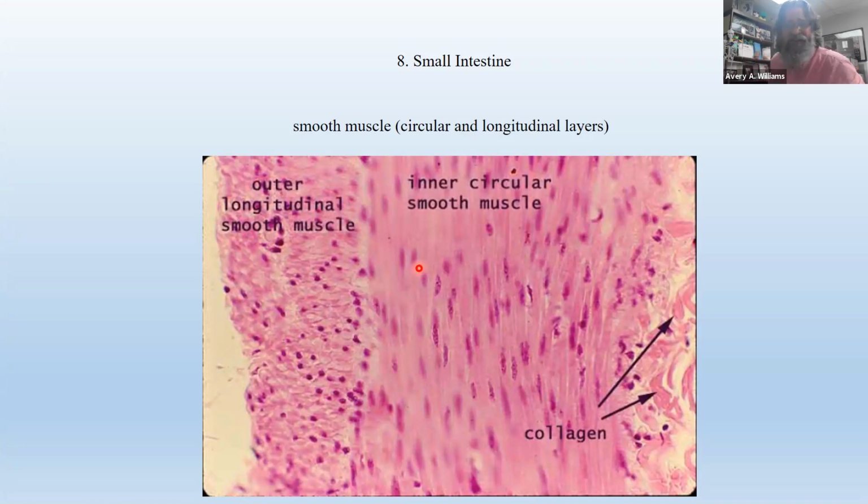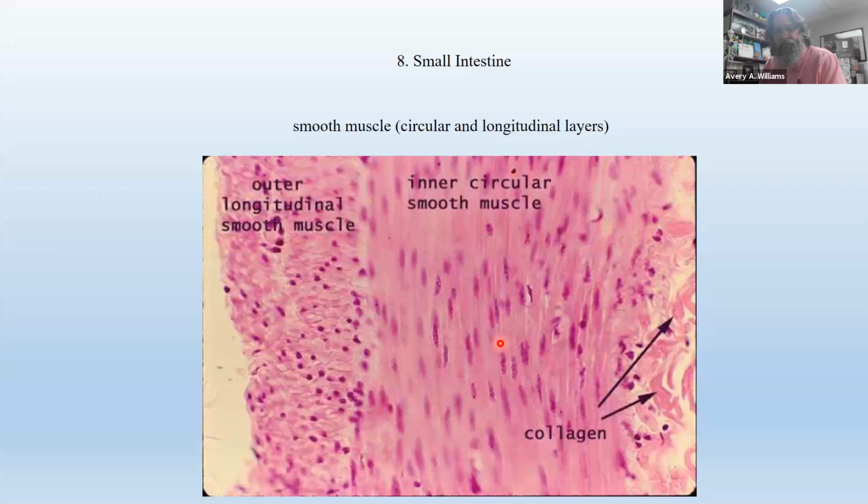Now, there's a lot going on in the small intestine, okay? Here's a close-up of the smooth muscle that's in it. Notice I have smooth muscle, circular and longitudinal layers. You have 2 layers of smooth muscle, and this is true for most of your hollow organs. You're going to have a circular layer that goes around in a circle, following the lumen, and then a longitudinal layer that runs the length of the intestine or whatever hollow organ it is, the tubular thing.